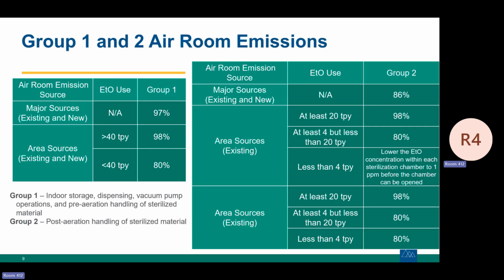The second half of this is room air emissions. These were previously unregulated. They didn't really worry about these as much in the previous rules. So now they're adding percent reductions on these as well. In the proposed rule, it was not percent reduction. It was usage rates, and now they've changed this to percent reduction. Group 1 is all your handling of ethylene oxide outside of those vented areas, vacuum pumps, pre-aeration handling of the material, and then Group 2 is going to be like warehouse handling of post-aerated materials.